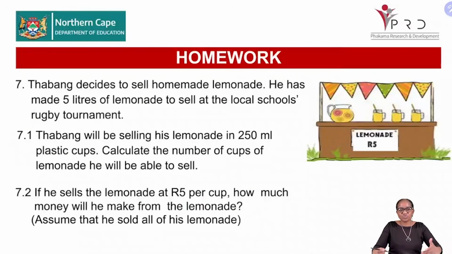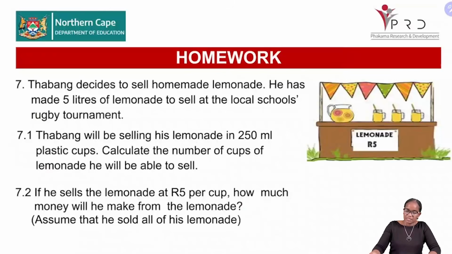Right, I hope you were able to follow how we do our conversions within the metric system and from metric to imperial and vice versa. Now, here is some homework for you to carry out. Tabang decides to sell homemade lemonade at an event in school. They are having a rugby tournament. So the first question is, you have to calculate how many cups of lemonade you'll be able to sell.